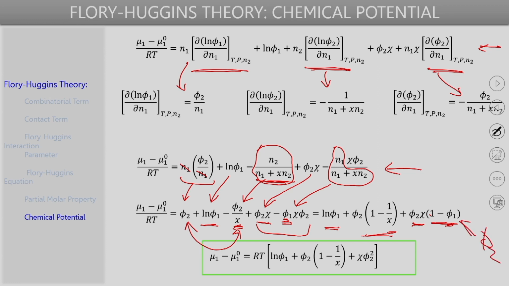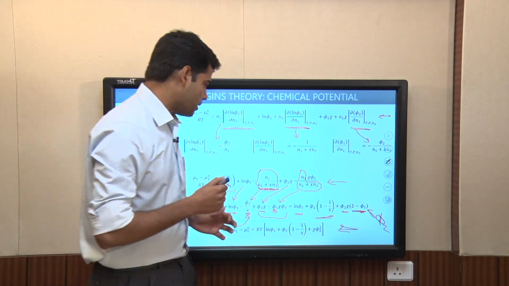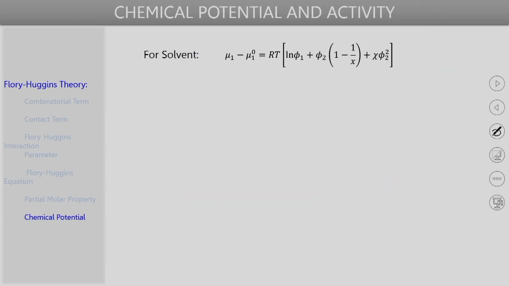So, based on that, the final expression that we get for mu 1 minus mu 1 naught is RT times [ln phi 1 plus phi 2 times (1 minus 1 by x) plus chi times phi 2 squared]. That is the expression that we have developed for the solvent using the Flory-Huggins theory, or Flory-Huggins equation.